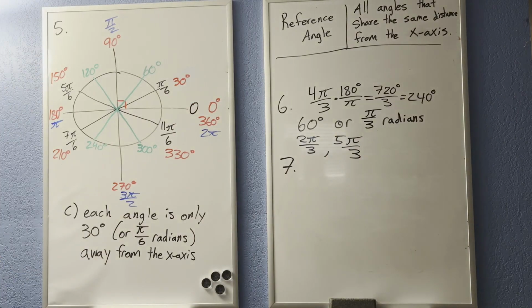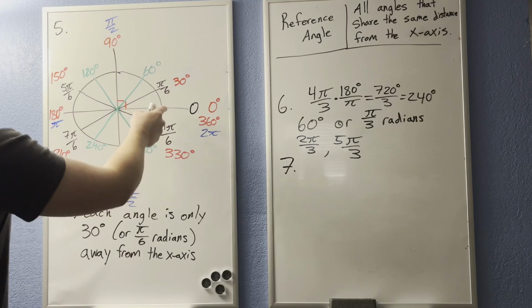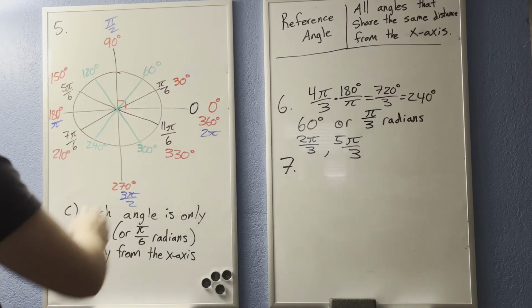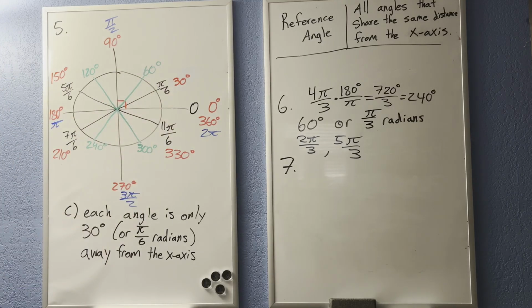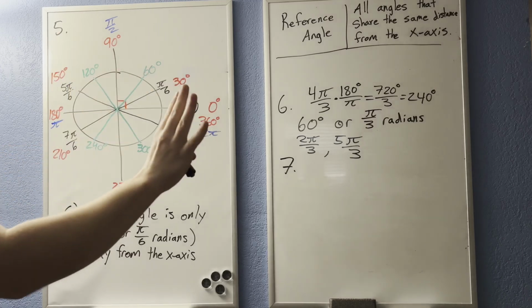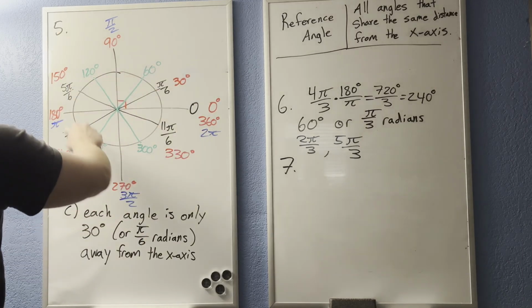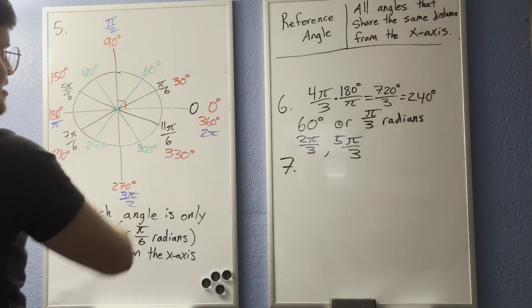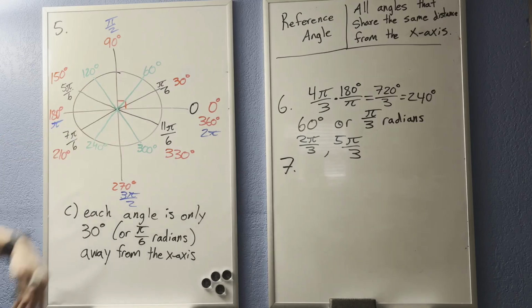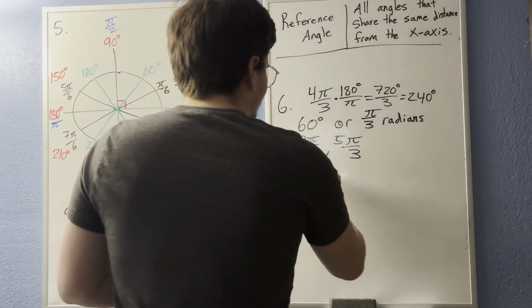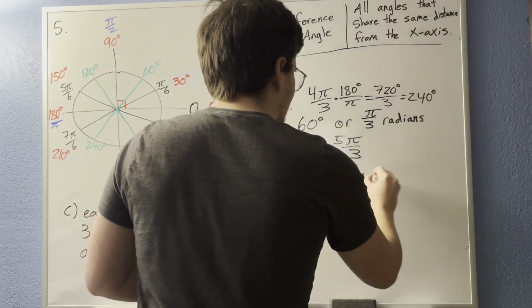All right, question 7. In general, how many angles that are 2 pi or below share the same reference angle? When I'm saying 2 pi or below, I'm saying before we complete that first circle, how many of those angles are going to share the same reference angle? It's going to be the same for all of these. It's going to be 4. We had 4 that were 60 degrees off of the x-axis. We had 4 that were 30 degrees. If I chose 72 degrees, I'm going to have 4 again. So 4 share a reference angle.